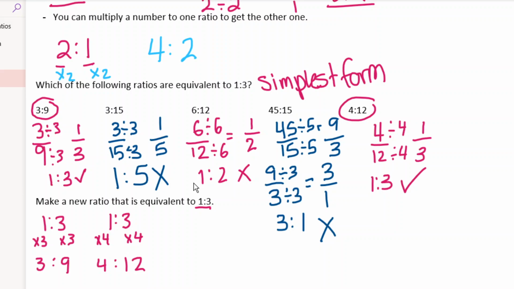But we want a new one, and we can choose any number that we like. I'm going to choose 20. I think 20 is a nice number. So we multiply these both by 20, and 1 times 20 is 20, and 3 times 20 is 60. And so that's a new ratio that is equivalent to 1-3. And we could keep going and make as many of them as we want by just multiplying both sides of the ratio by the same number.